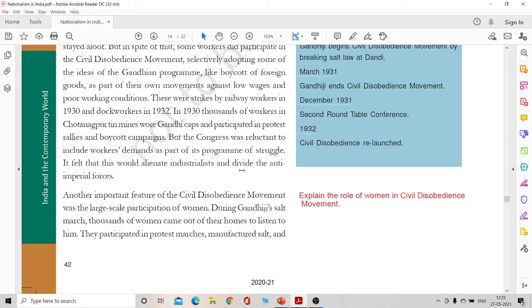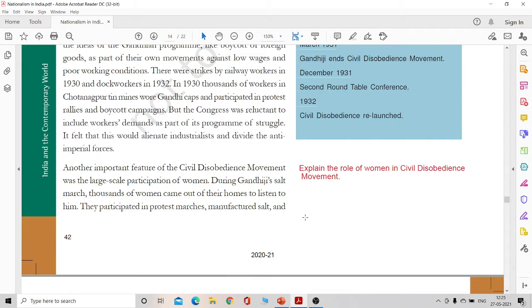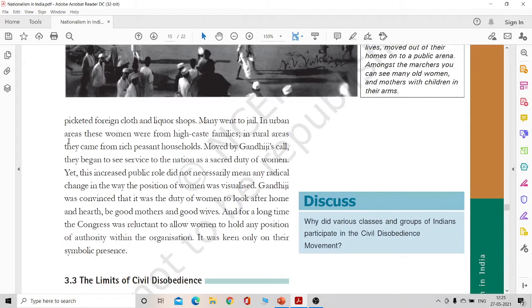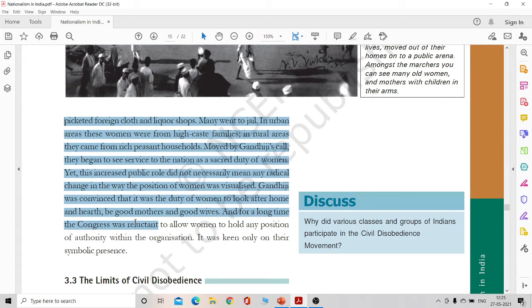Now, the next question is: explain the role of women in the civil disobedience movement. Right? So here you would talk about how women came out of their homes. So they did not merely see themselves as wives and mothers, but also as individuals themselves who went to jail, who picketed foreign cloth and liquor shops. So they were physically present. Many of them went to jail too.